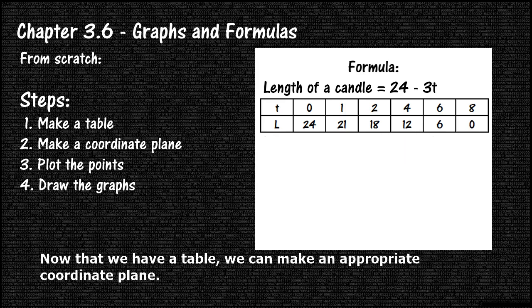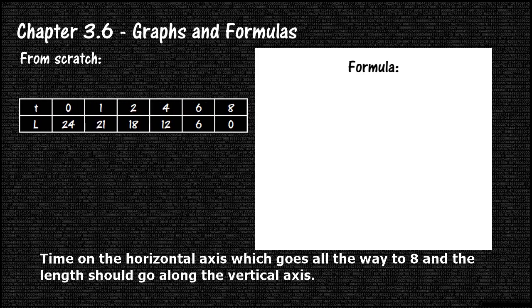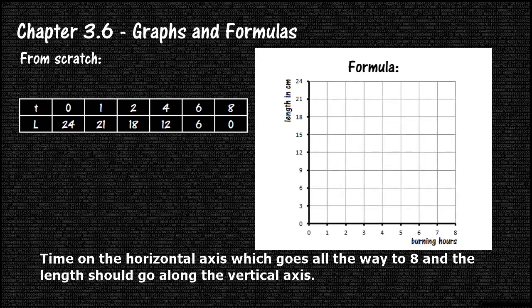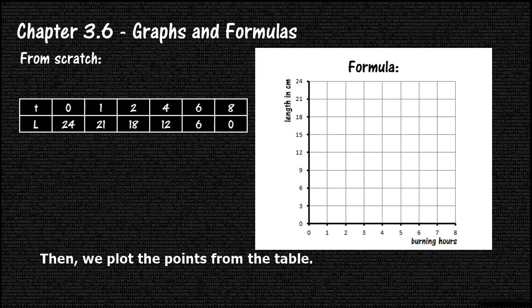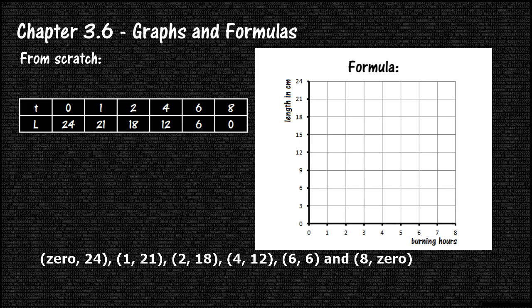Now that we have a table, we can make an appropriate coordinate plane. Time on the horizontal axis, which goes all the way to 8, and the length should go along the vertical axis. Let's make that one 8 as well, with steps of 3, as this makes some of the points easier. Then we plot the points from the table: (0, 24), (1, 21), (2, 18), (4, 12), (6, 6) and (8, 0).